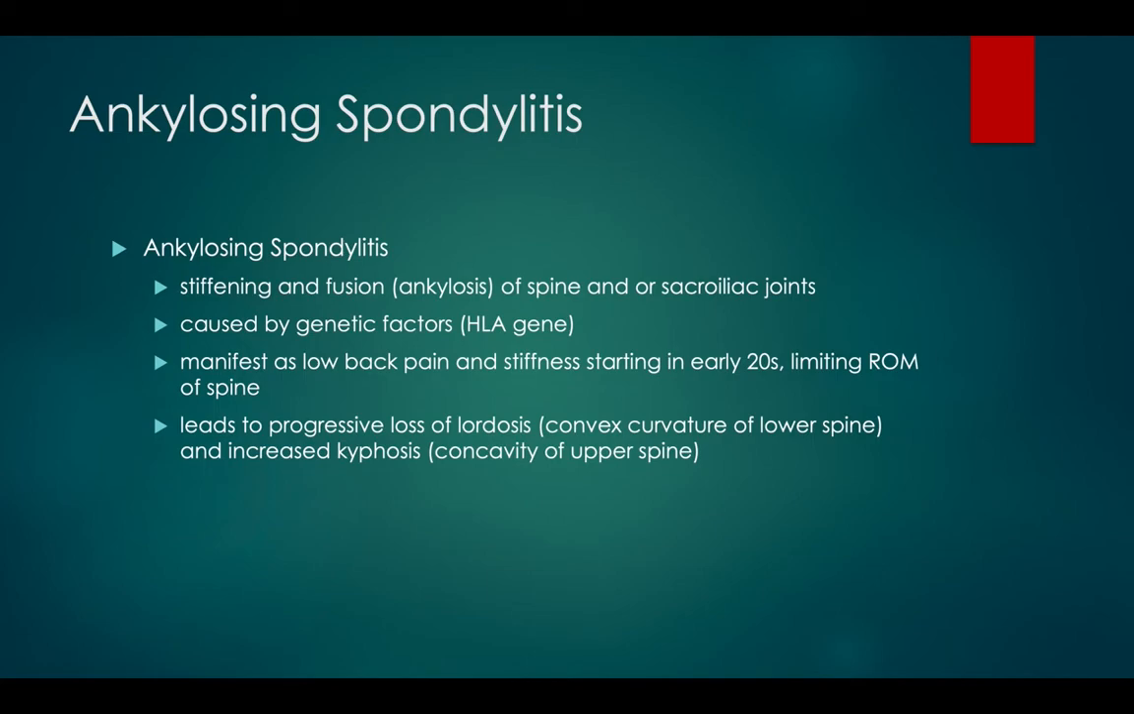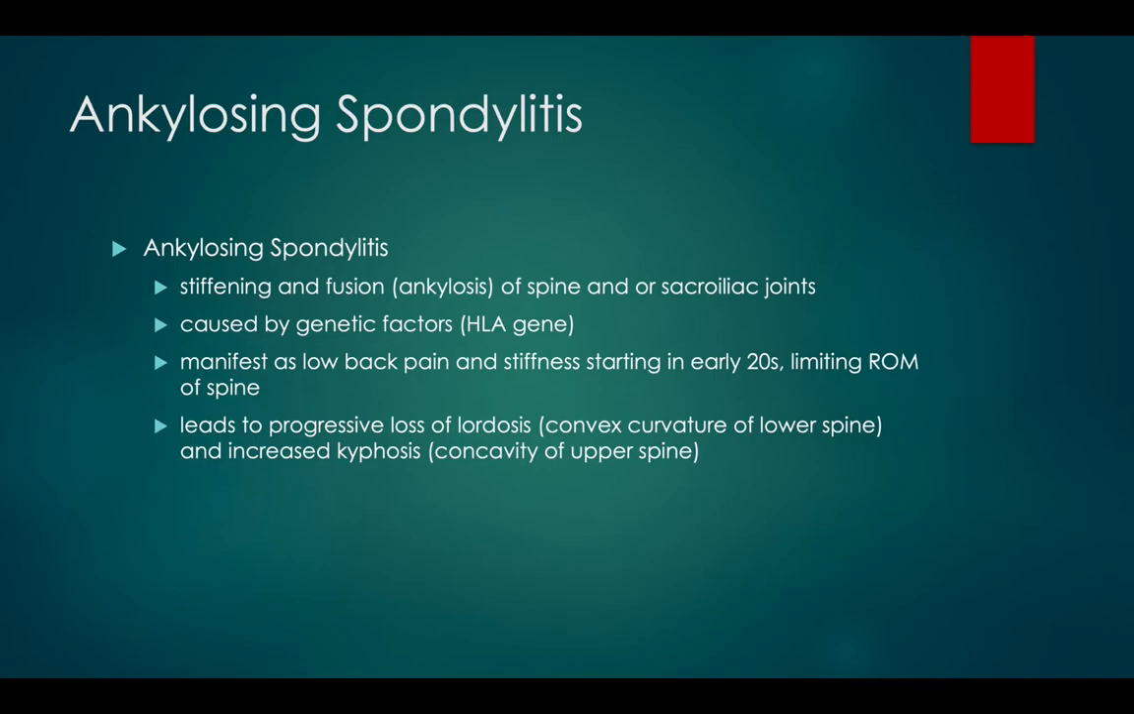Ankylosing spondylosis. So stiffening and fusion, or ankylosis, that's what that word means, a fusion of the spine and/or sacroiliac joints. It's caused by genetic factors. Again, this is another HLA gene associated disease. This disease manifests as low back pain and stiffness starting in the early 20s. You get limited range of motion of the spine, and that is all related to the inflammation.